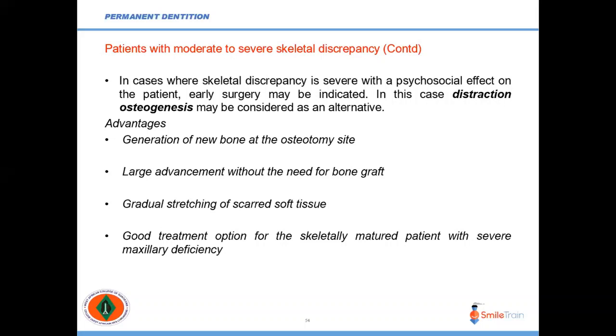So distraction osteogenesis can be carried out in adolescents and they can also be carried out in adults. That's the beauty of it. And it has the advantages of generating new bone at the osteotomy site. You can make very large advances of the maxilla without the need for any bone grafting. And you also expand the soft tissue as well. And when you take into consideration that we have scarring in the soft tissues, distraction osteogenesis actually looks quite nice.